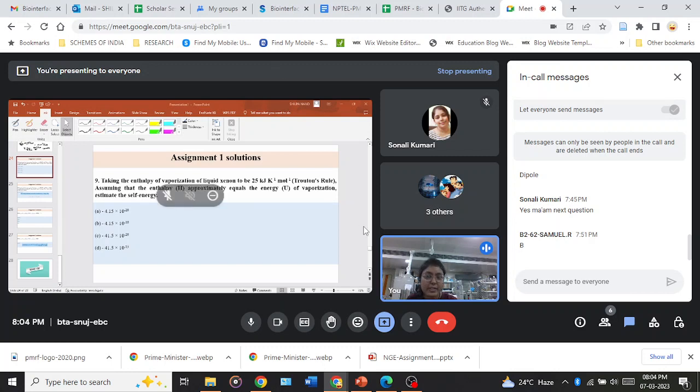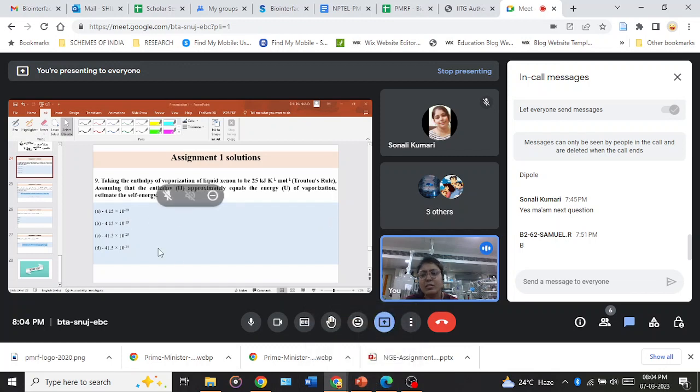Okay, I think this has also been taught in the lectures. It's also based on a simple equation. It's nothing like rocket science. However, we have been given four options. Option A is minus 4.15 into 10 power minus 20. Option B is minus 4.15 into 10 power minus 10. Option C is minus 41.5 into 10 power minus 20. And lastly, option D is minus 41.5 into 10 power minus 15.